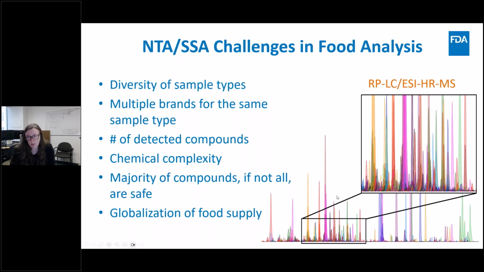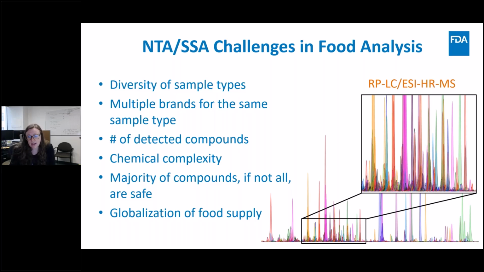Here's an example of orange juice. You can see a lot of peaks. And if you zoom in down towards the baseline, you can see a lot of little peaks. So there's a lot of chemical complexity here, a wide range of different concentrations, things like that. One of the challenges that we face is that the majority of these compounds, if not all, are presumably safe. If you're looking at orange juice, it's just a normal compound that's found in oranges.